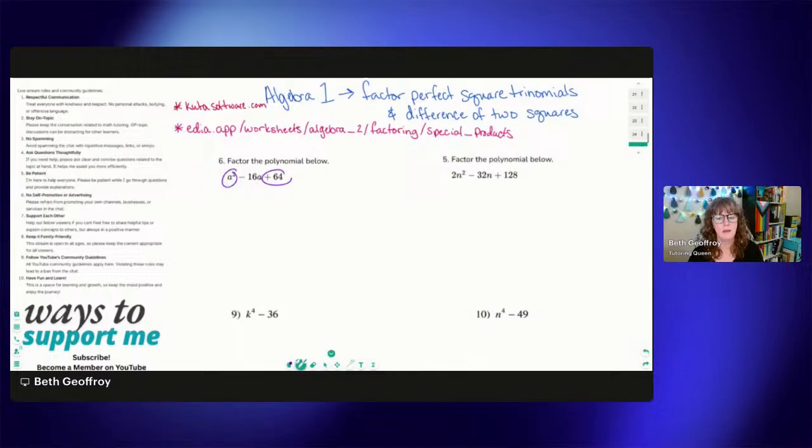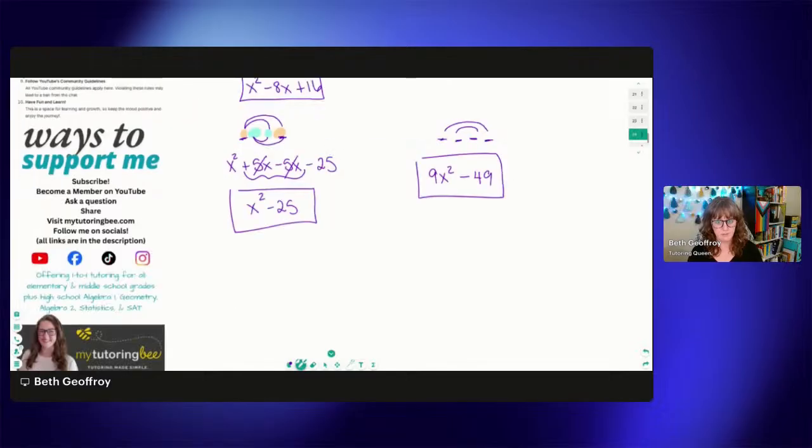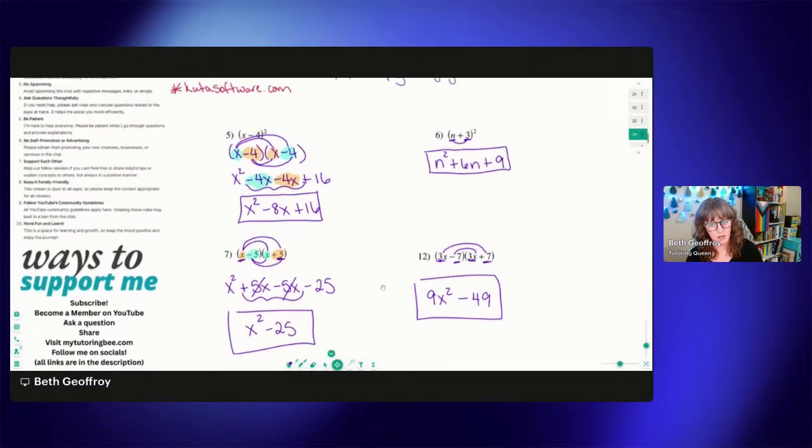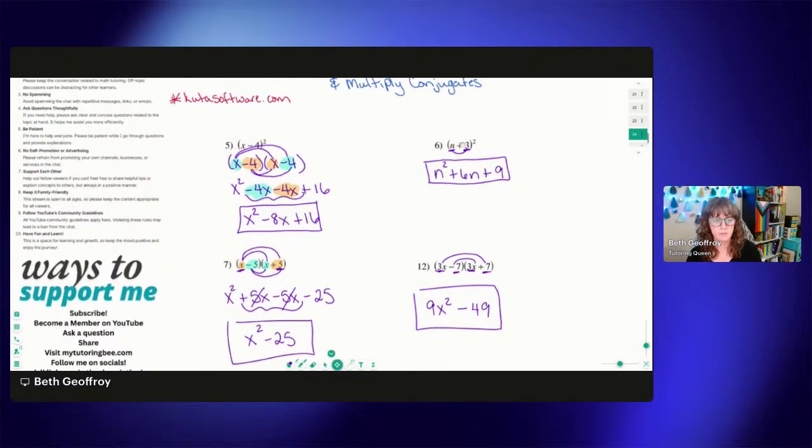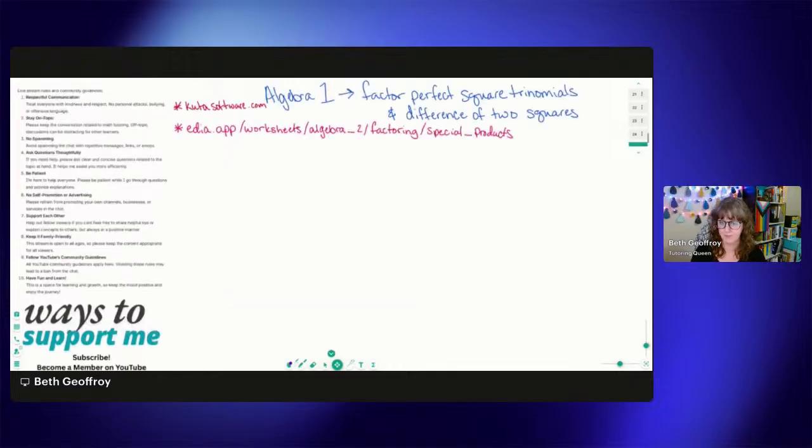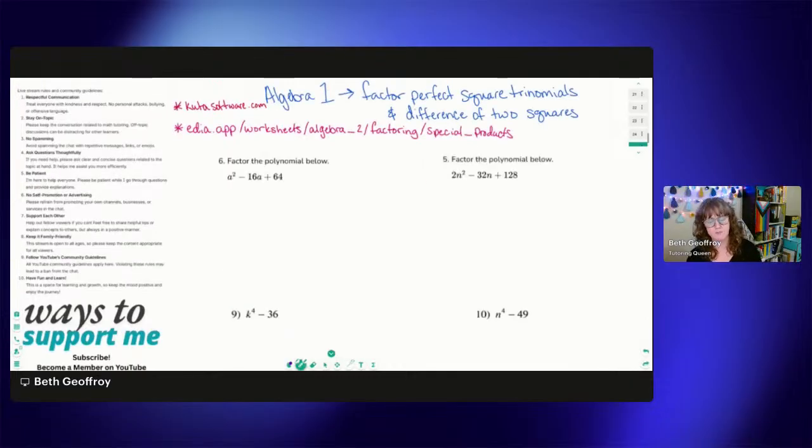So to me, that helps me see that this is probably going to be a perfect square trinomial, meaning that when we factor it, it's going to look a lot like one of these problems that we multiplied when we were doing the squaring a binomial. So let's see how that works out. Let's go ahead and set up our two sets of parentheses for this first one.